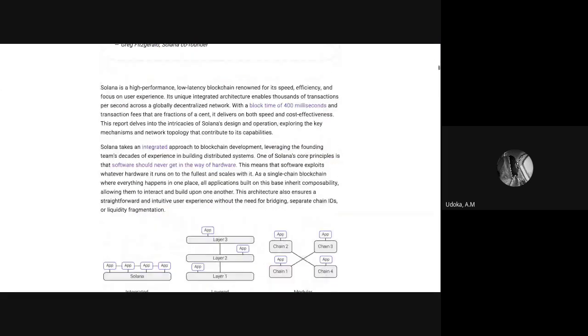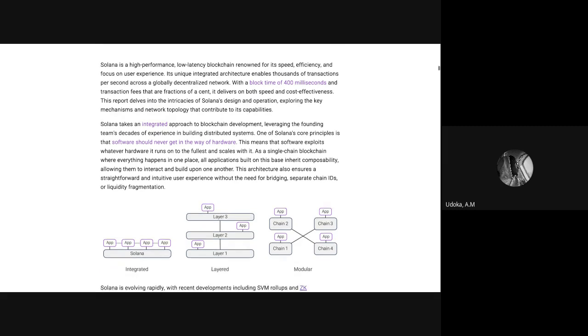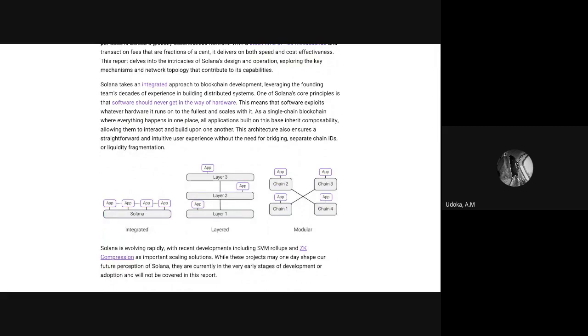So we see how Solana is very particular about high performance, low latency, and speed, and all of that. Everything we have talked about earlier. And then we are looking at how this approach works, because how blockchains basically work is a bit different from how Solana works. It all boils down to the infrastructural layer, and this is what decides how programs are executed on the layer. So Solana takes an integrated approach to blockchain development, leveraging the founding team's decades of experience building distributed systems.